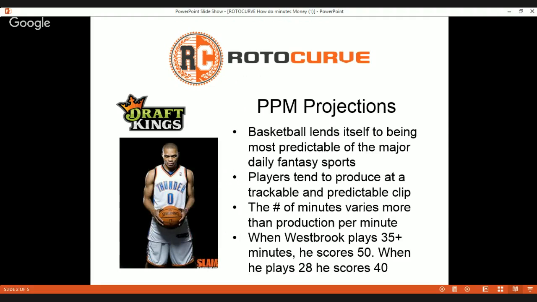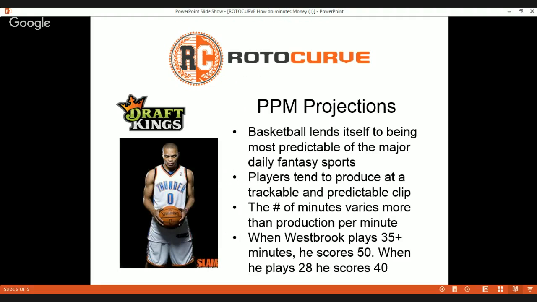And basically what we're talking about here is, if you give a guy like Russell Westbrook 20 minutes, he's going to produce about a fantasy point and a half per minute. If you give him 40 minutes, he's still going to produce the same 1.5 fantasy points per minute. So the only thing that really changes is the number of minutes. That's what varies with the production that he has. The production per minute usually stays pretty similar no matter how many minutes a guy plays, but the number of minutes per game that he plays is what can really change his fantasy score.